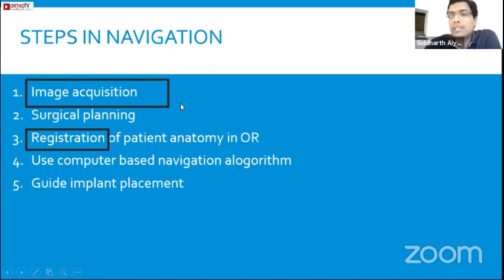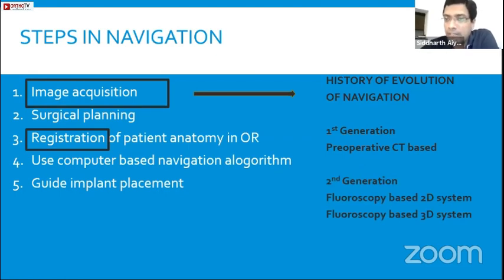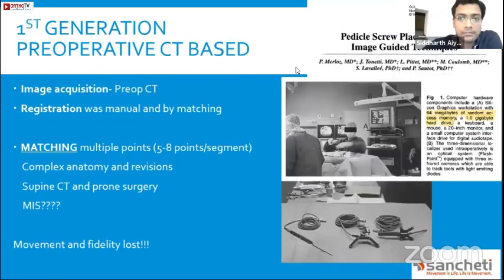And based on how the image was acquired and how registration was performed, the evolution and history of navigation can be understood better, because this evolution happened over the change of image acquisition and registration. So for practical purposes, it can be considered under 3 generations. First generation navigations were the first ones which used preoperative CT scans. Second generation navigation moved on to fluoroscopy based, which had 2-dimensional and 3-dimensional imaging. And then eventually we have gone to a third generation where we are using either intraoperative CT based navigation.